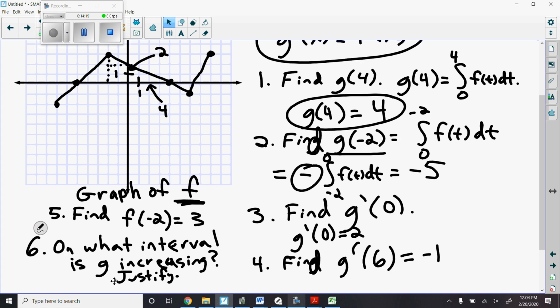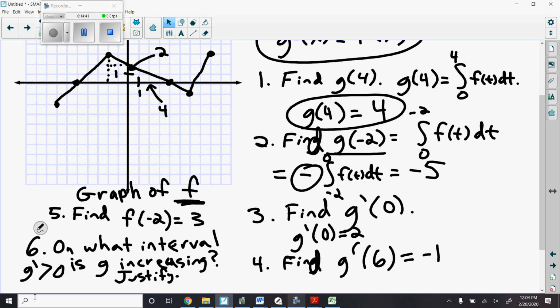Now this throws back to before Christmas, and our definitions on what makes a function increase or decrease. We need to know that G increases when G prime is positive. So right away in my head, I'm thinking, G is going to increase when G prime is greater than 0. Well, how do I answer that question?